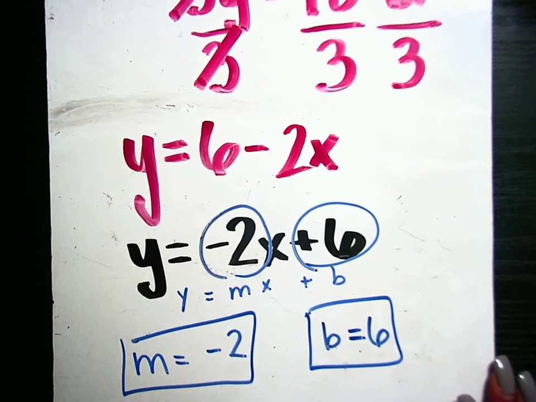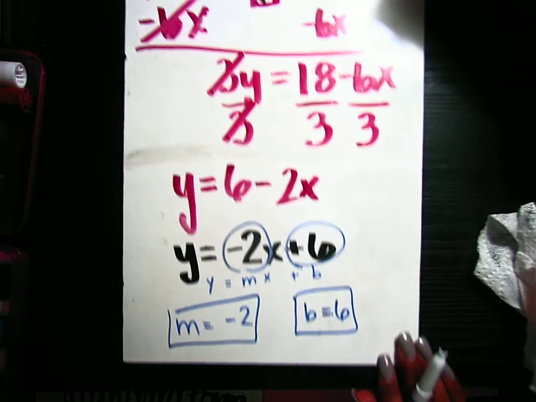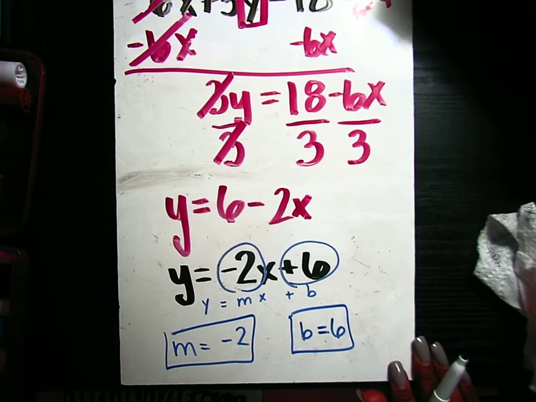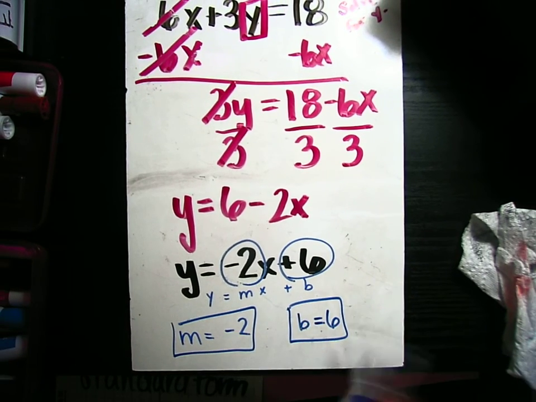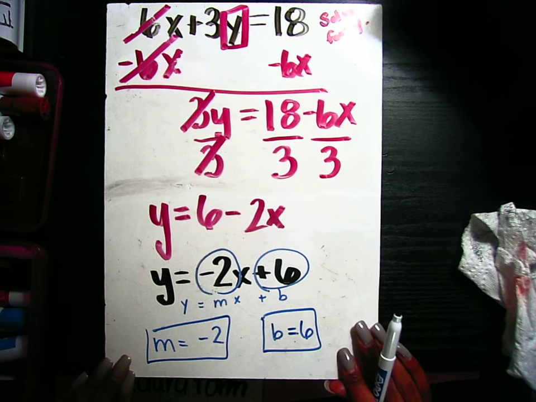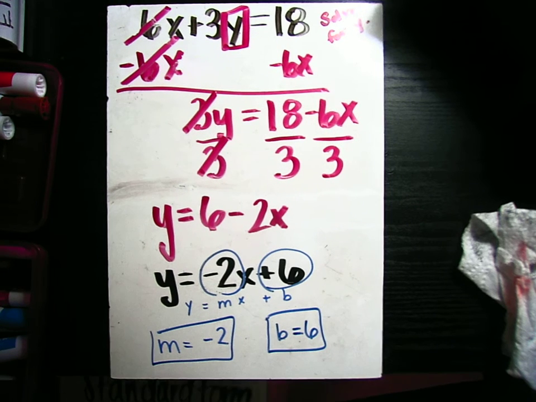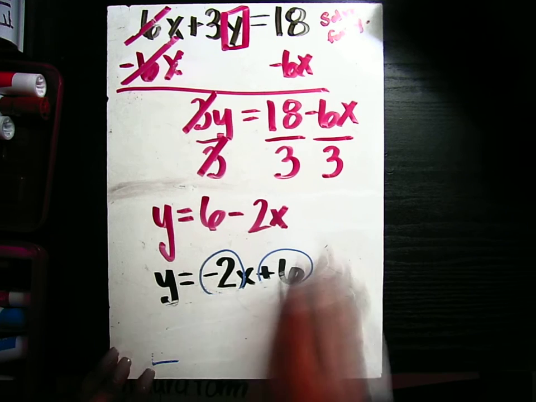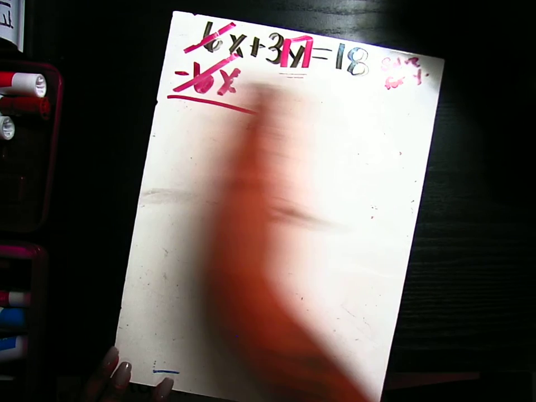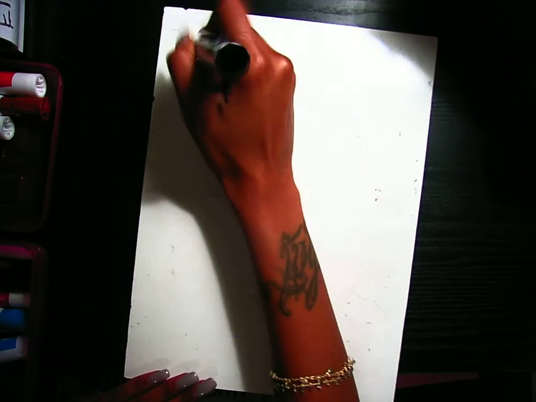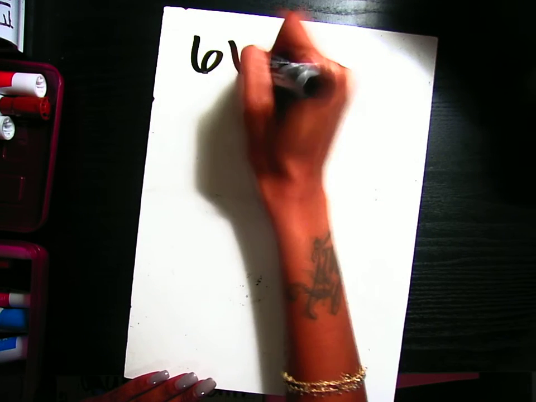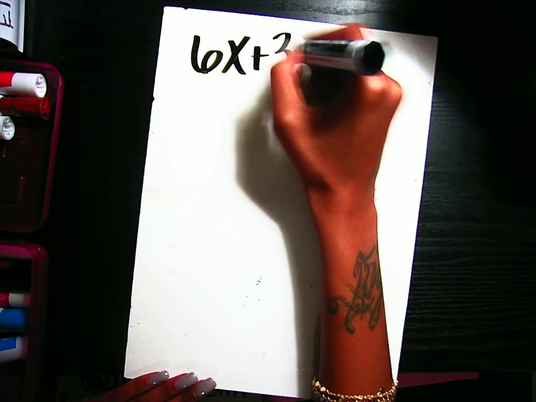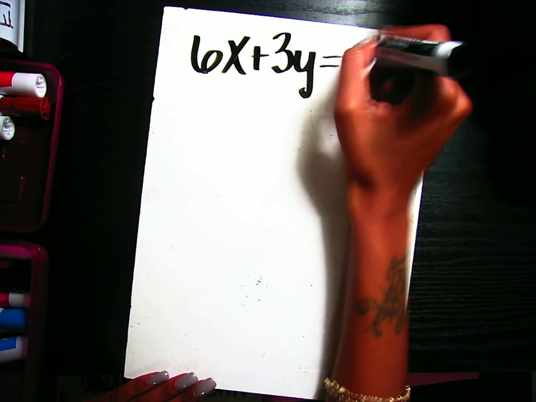Now, there is an easier way to figure this out. We could always use the whole solve for y and then write it as y equals mx plus b. We could always do that. But there is a simpler way to solve this kind of problem. It just takes a little memorization. So, same problem: 6x plus 3y equals 18.